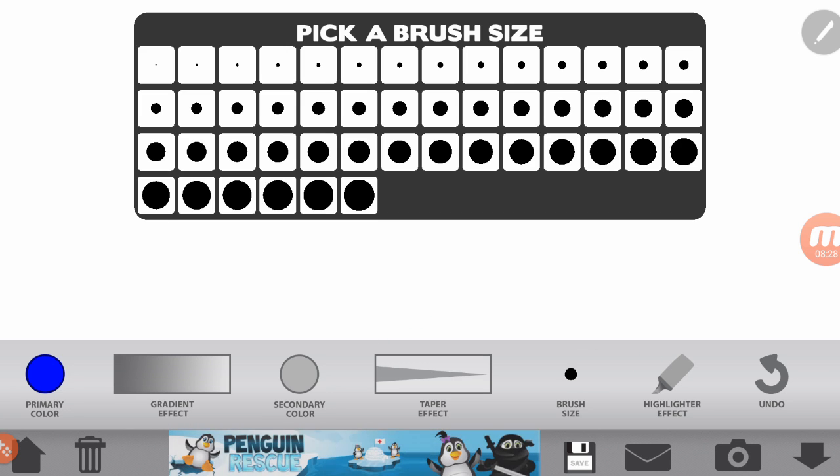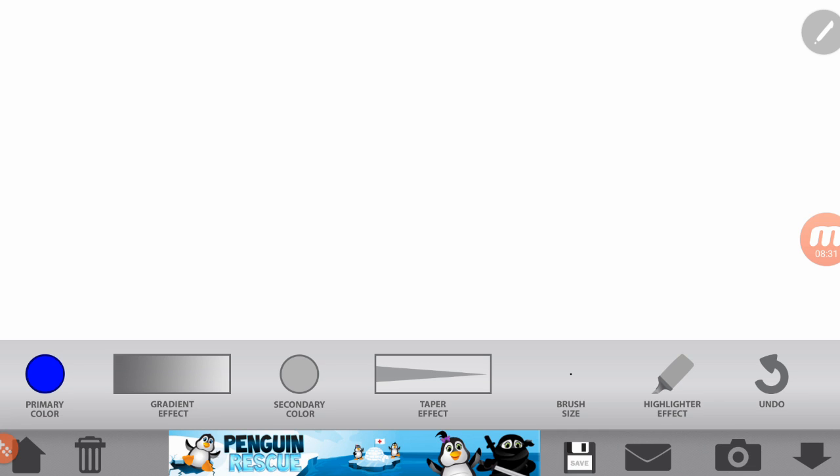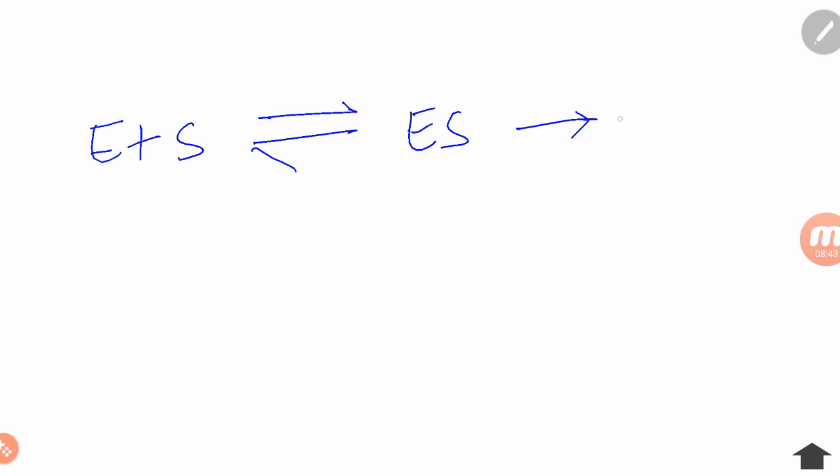This mathematical equation is something like the reaction: E is enzyme plus S is substrate, which gives rise to the formation of ES, that is the enzyme substrate complex, which again dissociates into enzyme plus product. This forward reaction is stated with a constant value, that is K1. This backward reaction of ES to E plus S is stated as the K2 constant, and this is stated as the K3 constant.